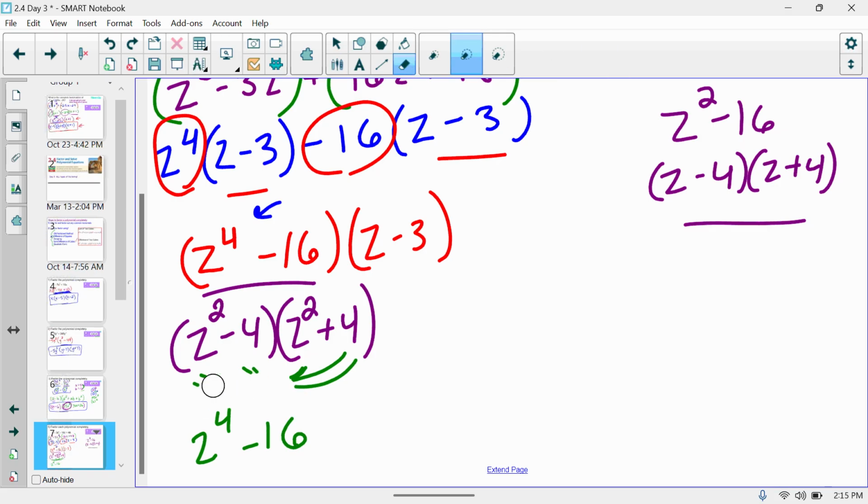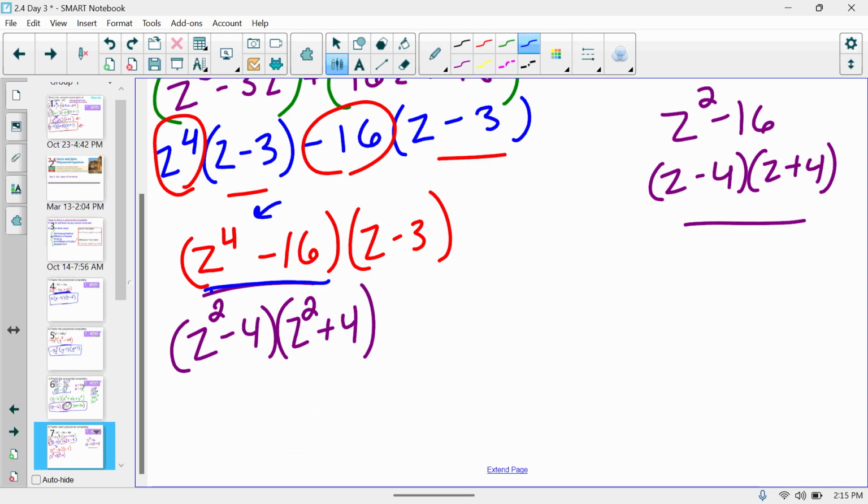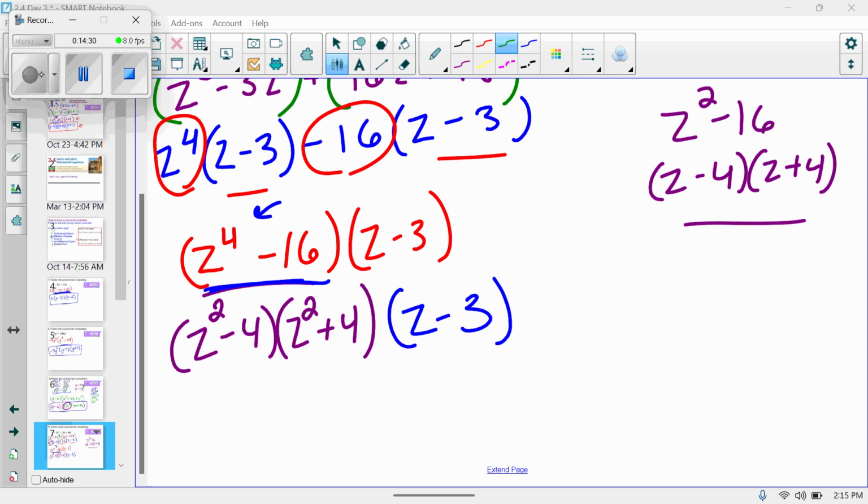So you see what I wrote in purple works. If you FOIL it out, it gives you this back again, okay? Don't lose your z minus 3. Here's the really tricky part. We're actually still not done. What's in here can be factored even further.